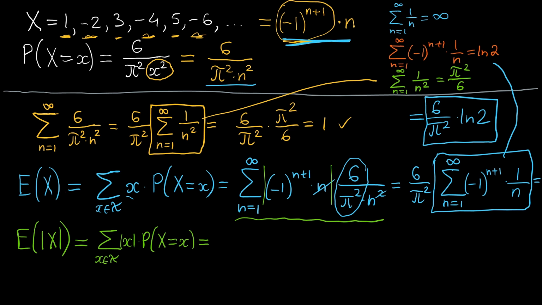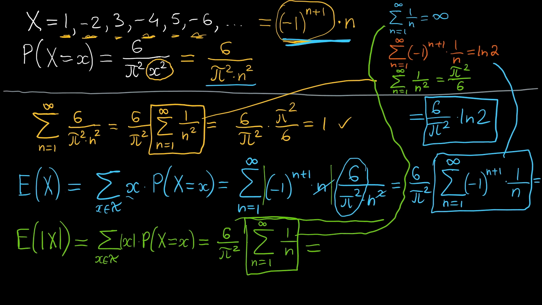And then we'll still have the same cancellations as before, and so what we're going to get is 6 over pi squared times the sum of 1 over n as n goes from 1 to infinity. And notice what we have now. Well, it's the third result that's been waiting for us to use it. And it's the sum of the harmonic series, and it diverges. So the expected value of the absolute value of x is infinity.